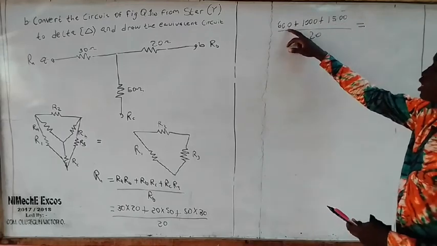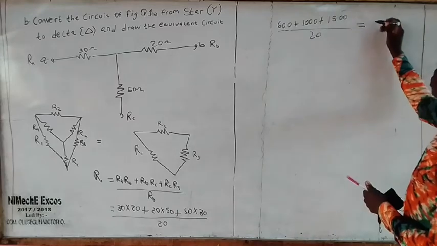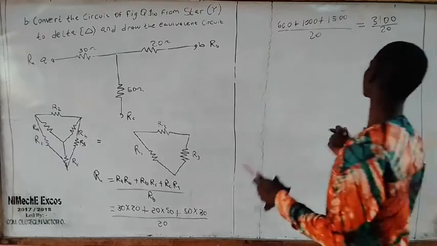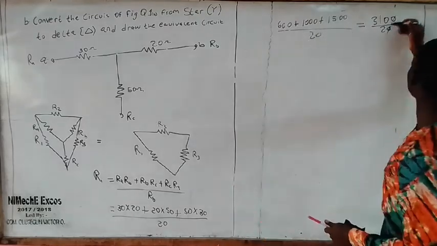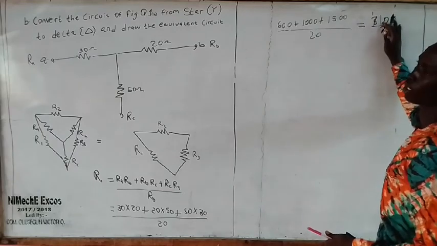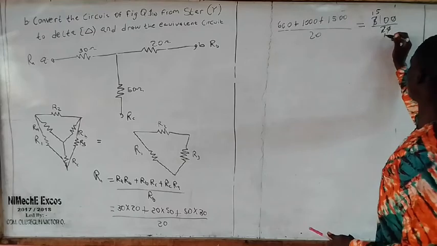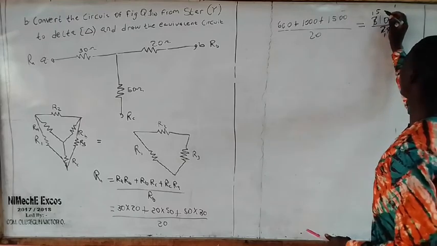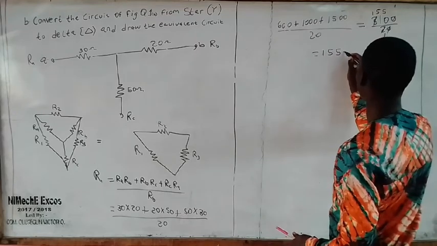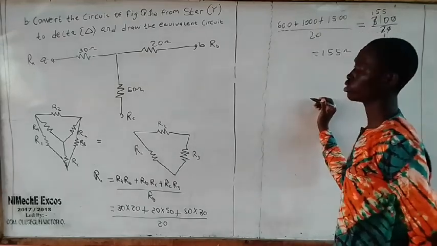15 plus 600 will give us 2,100. 2,100 plus 1,000 will give us 3,100, divided by 20. Okay, 0 by 0. 2 here 1, 2 here 1, another 1. Add 1 to this 1 becomes 11. 11 divided by 2 will give us 5, another 1, 10 divided by 2 will give us 5. So we have 155. With this now, we can carry it forward to solve the next question.